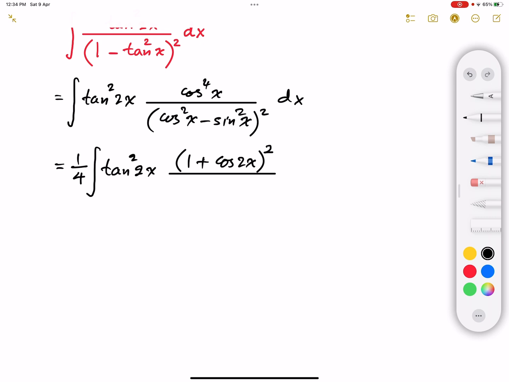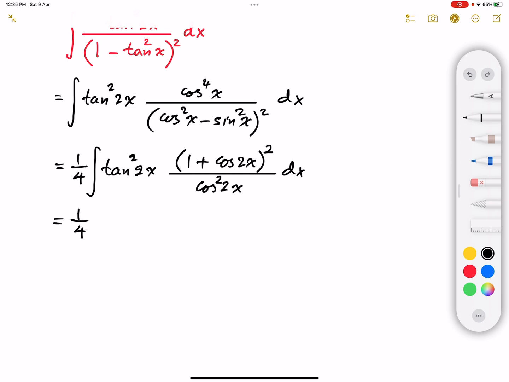We can notice that the denominator is nothing but cosine of twice the angle raised to the power 2 as well. So it's cosine 2x raised to the power 2, and then dx. Then we can notice that in the second term we have a squared term in the numerator and a squared term in the denominator. So we can consider the square for the whole term, and then divide: 1 over cosine 2x gives us secant 2x, and cosine 2x divided by cosine 2x gives us 1. That simplifies the expression a lot.